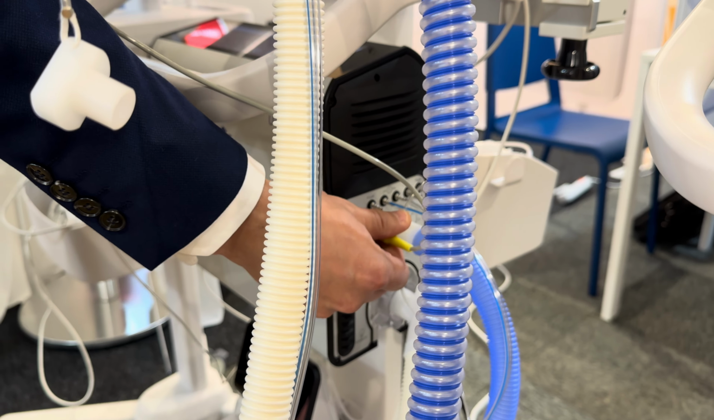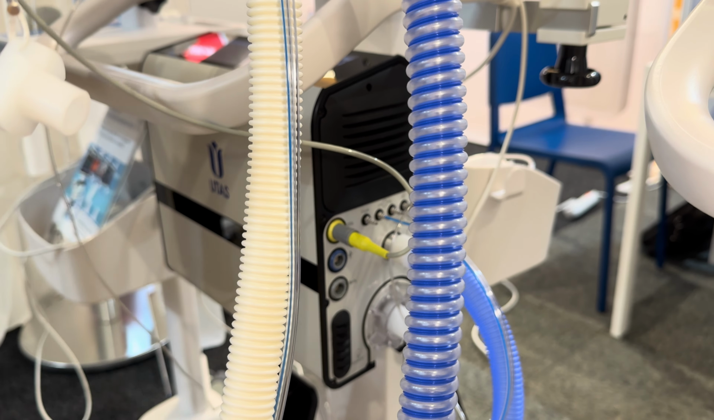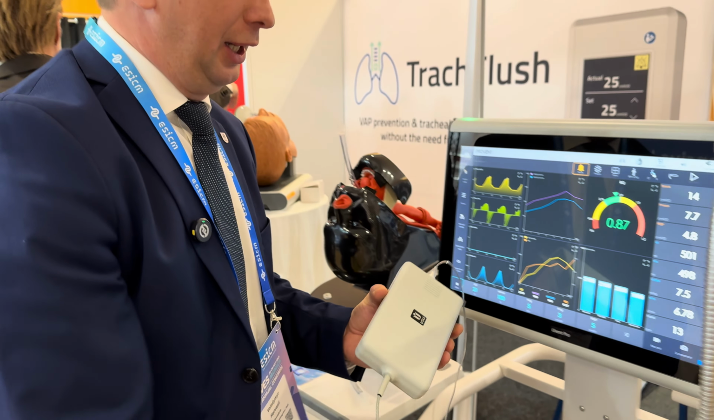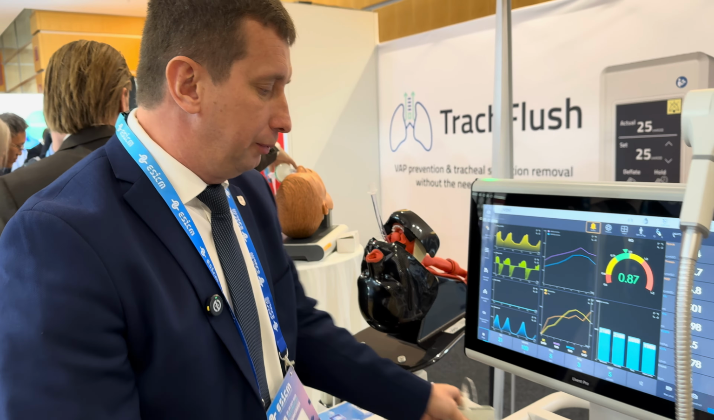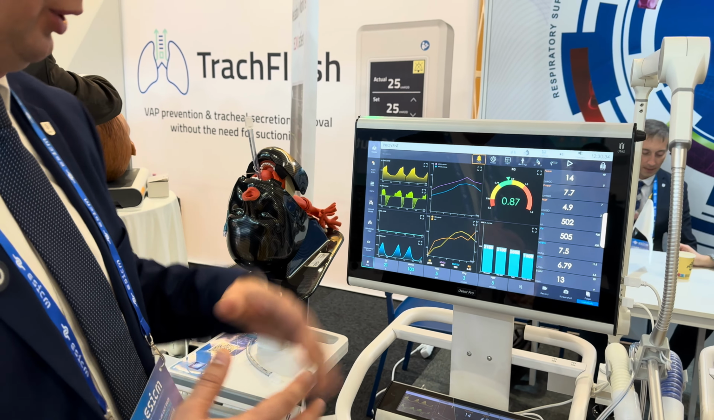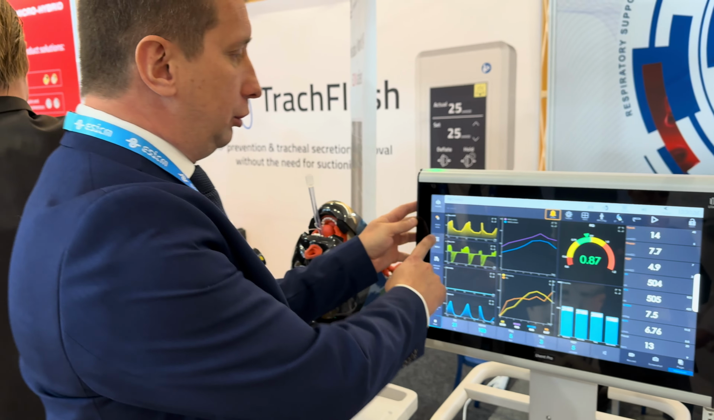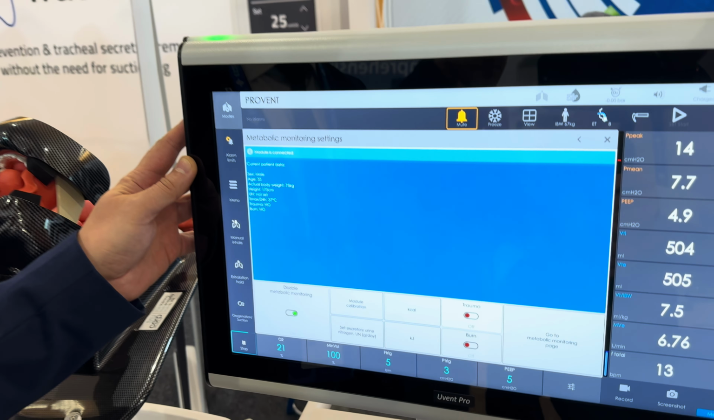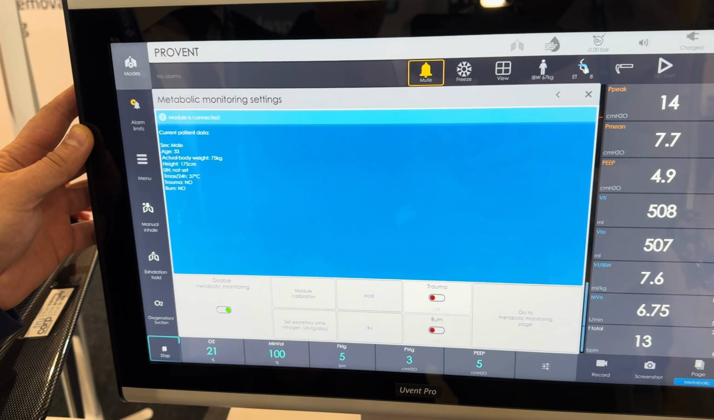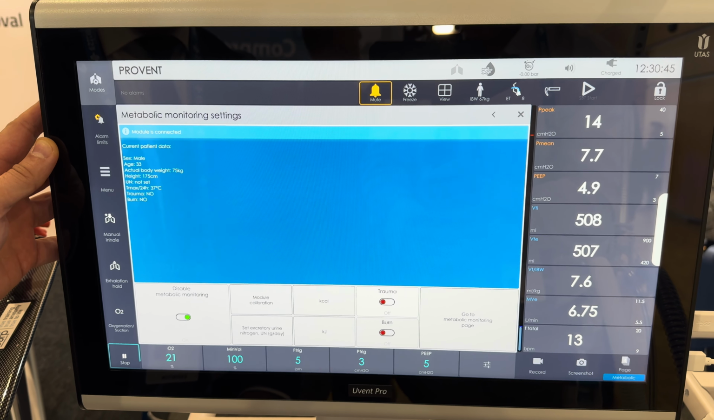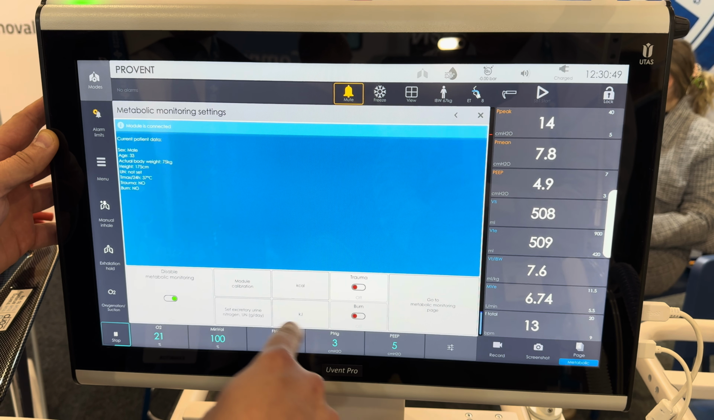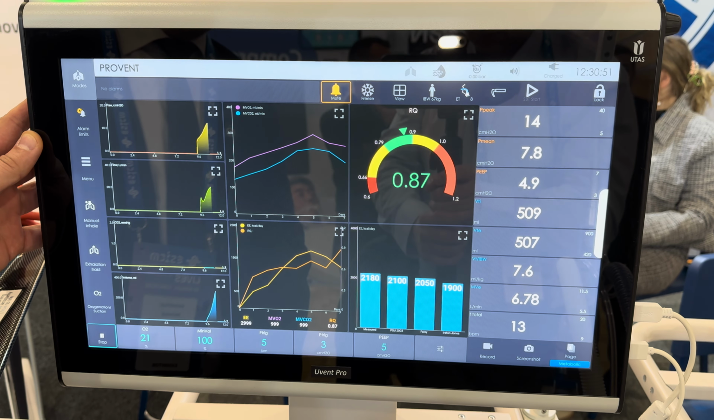You plug and play with the CO2, and the module is measuring breath by breath two parameters: CO2 exhaled, or CO2 production, and oxygen consumption. With this module, you have the possibility to configure the module, the calibration, and set the urine excretion level, then start measurements and go to the metabolic monitoring.